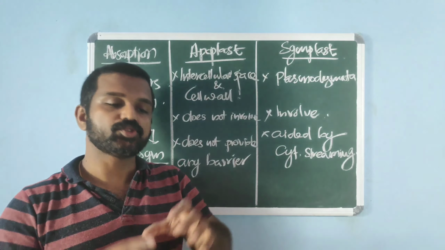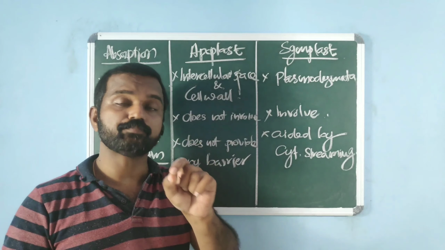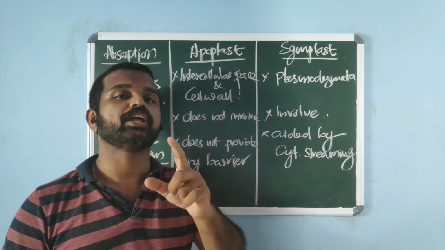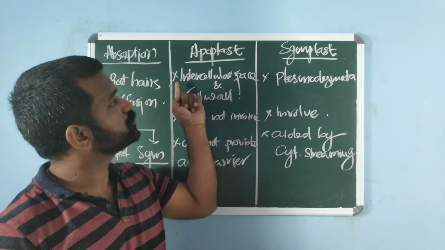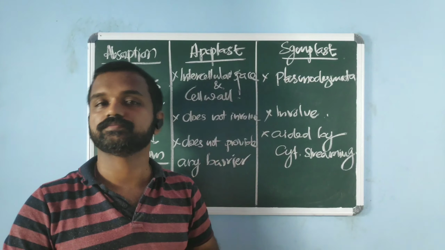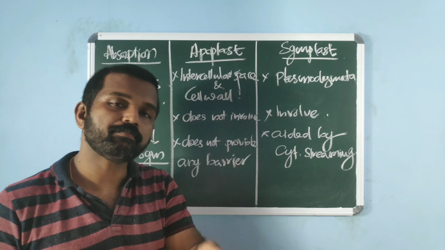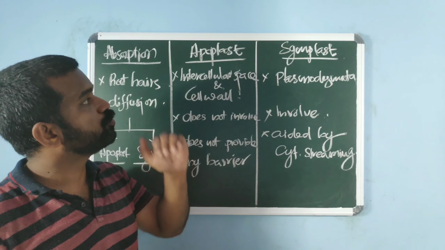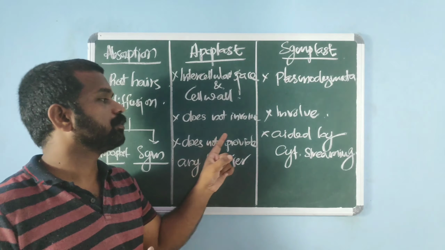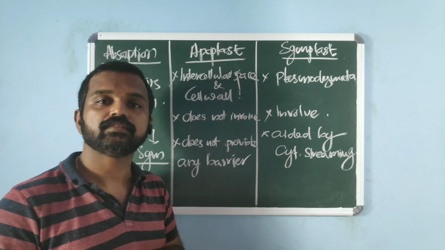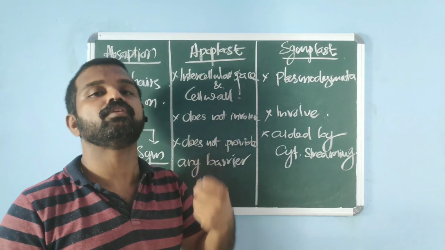Apoplast means a system of adjacent cell walls present throughout the plant cell except in the Casparian strips of the root endodermis. In the apoplast pathway, the movement takes place through intercellular space and cell wall, and it does not involve crossing the cell membrane. Since the cell wall is freely permeable, it does not provide any barrier to water movement. As a result, water movement is through mass flow.